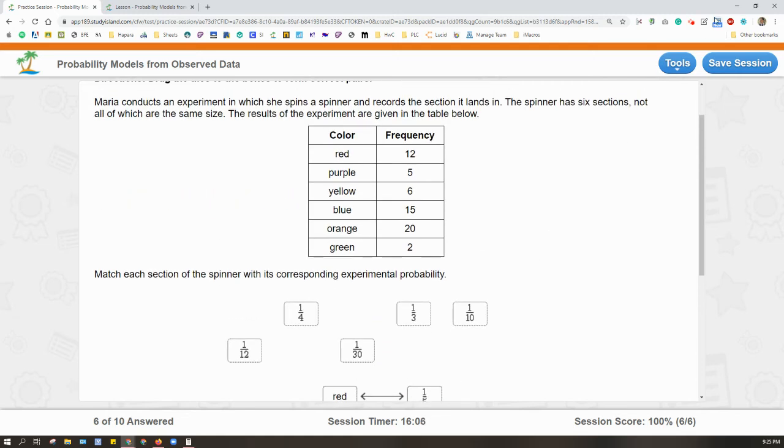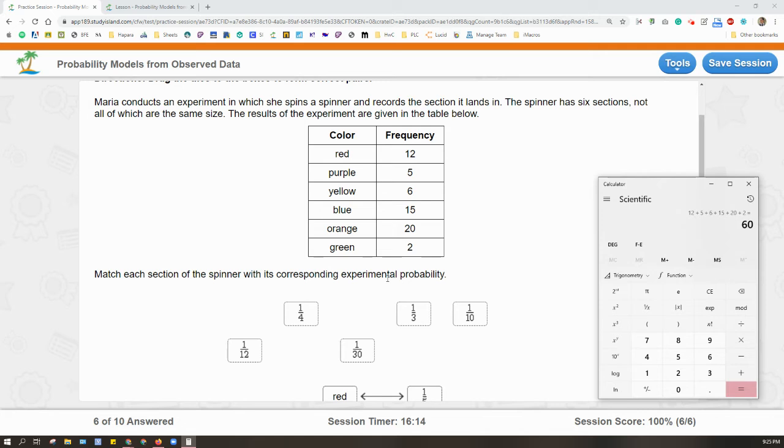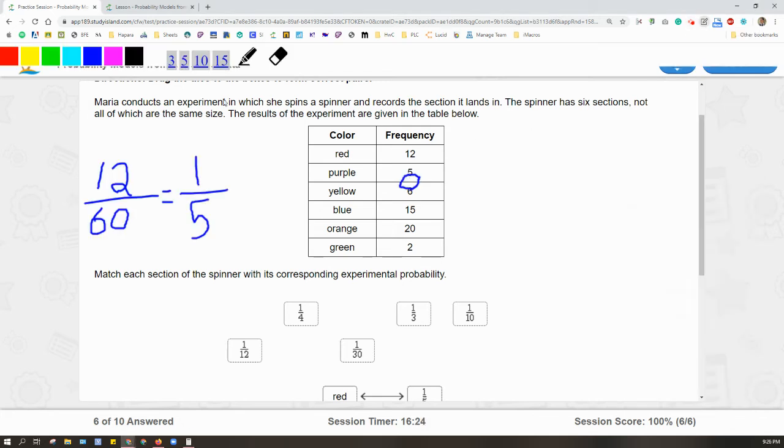Okay, next up, purple. It's still a total of 60. We don't have to calculate that all over again. We're going to use 60 for every one of these, because when we added all the spins together, we got 60. So each one of these we're going to put as a fraction over a denominator of 60. So now purple is 5 out of 60. So here's purple. We got 5 out of 60.